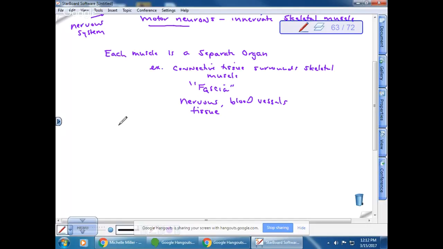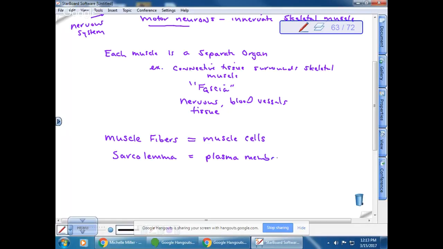So when we look at the skeletal muscle itself, we can talk about muscle fibers. These are the same thing as muscle cells. So a muscle fiber is a muscle cell. Sometimes you hear people talk about slow twitch and fast twitch fibers, or aerobic or anaerobic fibers, and what they're talking about is the muscle cells themselves. They are covered by what is called a sarcolemma. The sarcolemma, sarco, right, is the plasma membrane of the cell. It's just a special name for the plasma membrane of a skeletal muscle cell in particular.